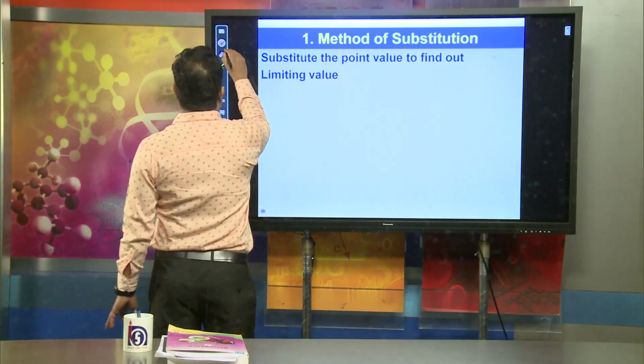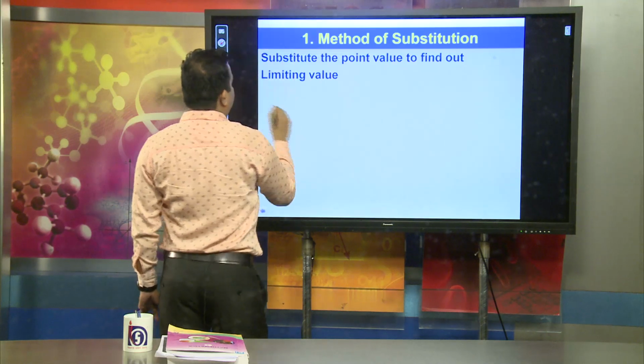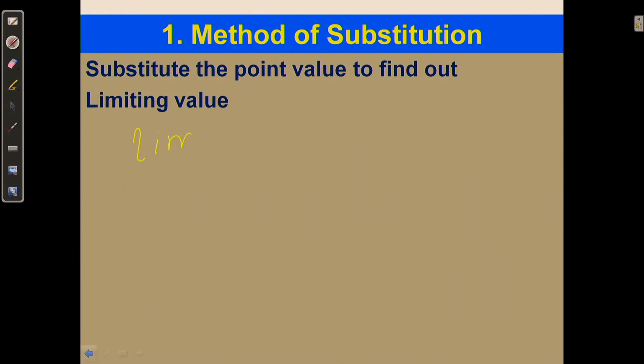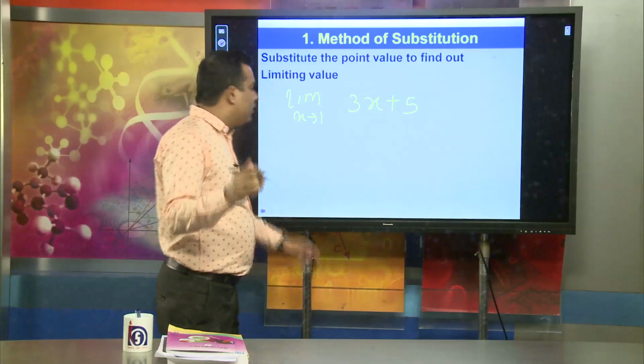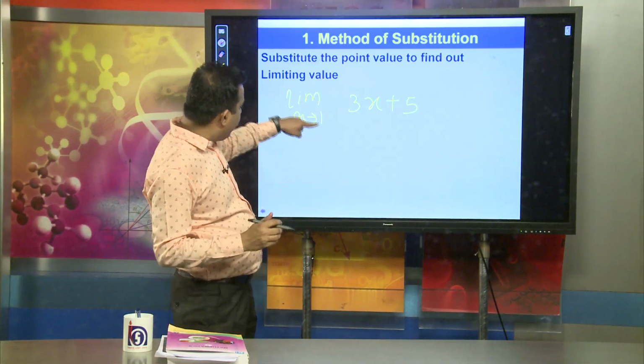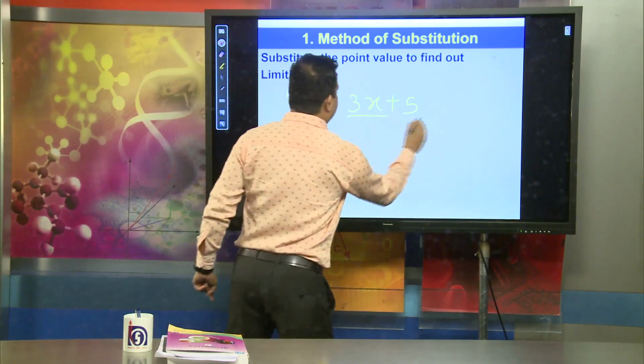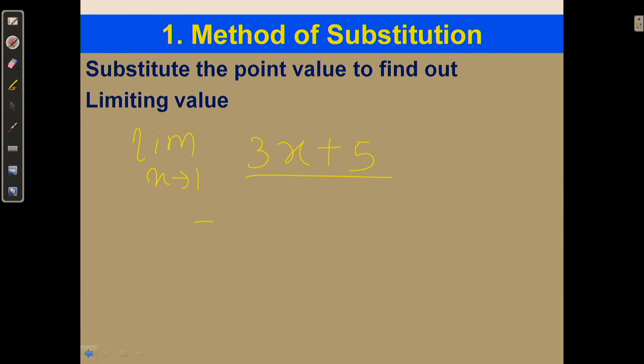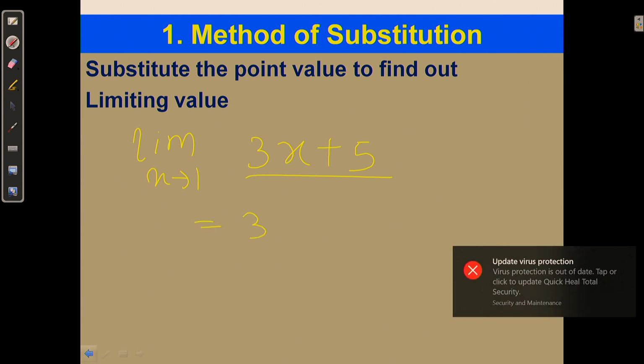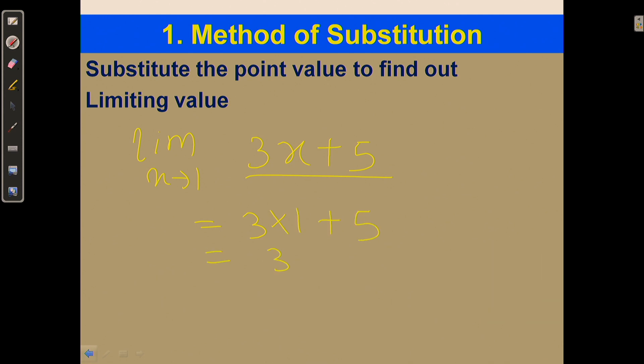Another example, suppose I would like to take the limit as x tends to 1 of 3x plus 5. What will we do? We substitute the value of x in 3x plus 5. Then 3 multiplied by 1 plus 5 equals 3 plus 5 equals 8.